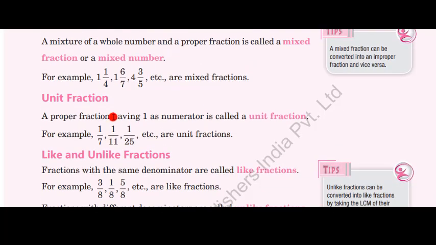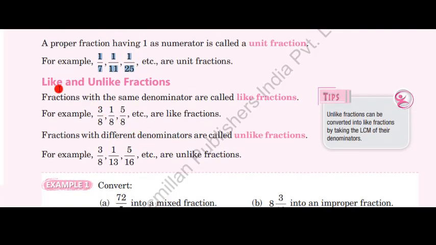Okay, now we come to the unit fraction. A proper fraction having 1 as a numerator is called a unit fraction. You have to write down the heading unit fractions, and then write down any three examples where all the numerators are 1. They are said to be unit fractions.